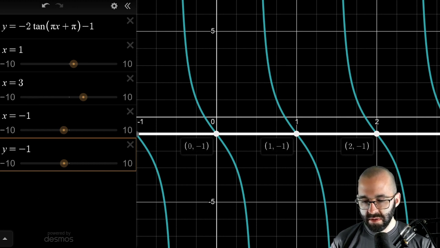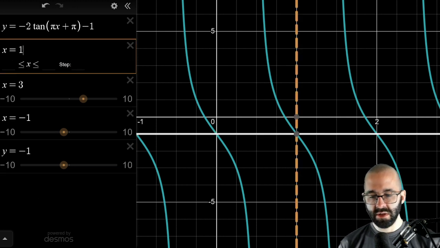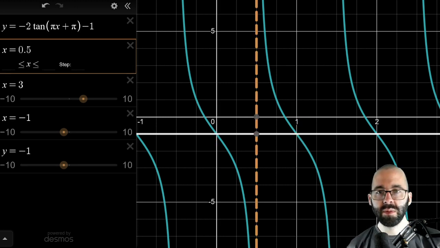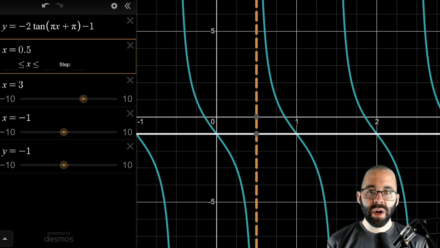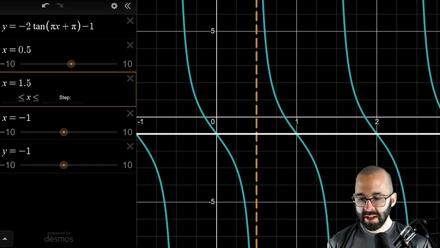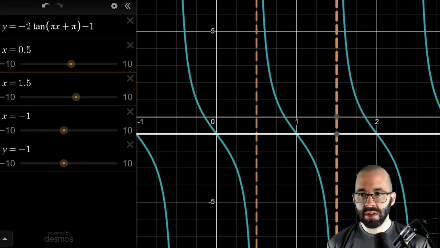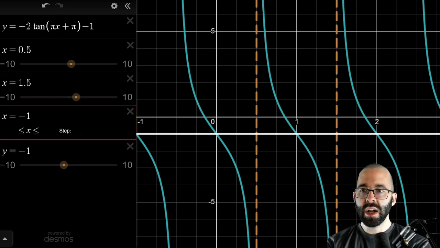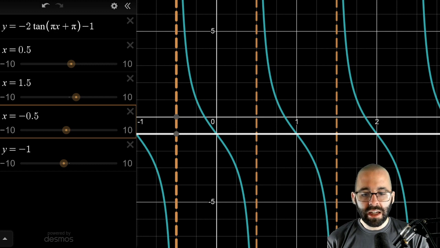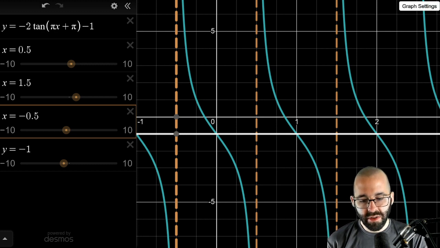So the asymptote is going to be halfway to where it repeats. It's going to be right here at positive 1/2. And as soon as you know where one asymptote is, just add a period, add 1 to it. That's going to give you another asymptote. Or we could have subtracted 1 from it. That's going to give us another asymptote. Okay, we only need to graph 2 periods of this function.